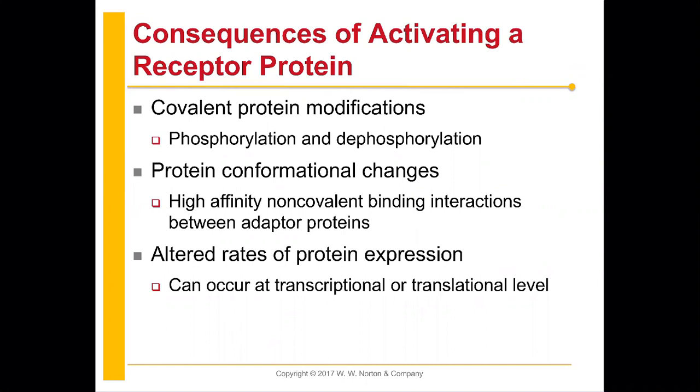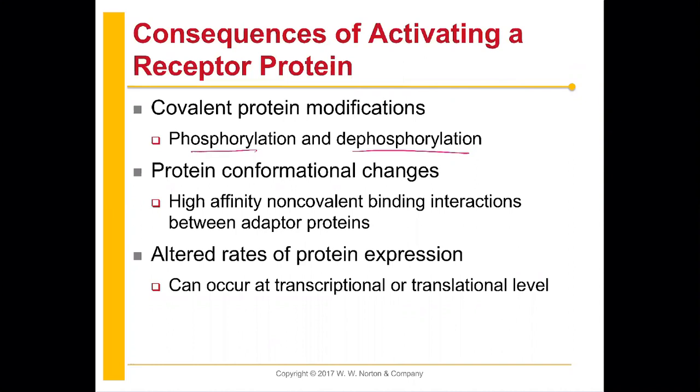So the ligand binds to the receptor, then that receptor is going to either phosphorylate or dephosphorylate, or some combination of both of them. Some protein modifications there, right? You can have protein conformational changes, right? So maybe these are non-covalent interactions between adapter proteins. These adapter proteins come after the receptor, but before the target protein.